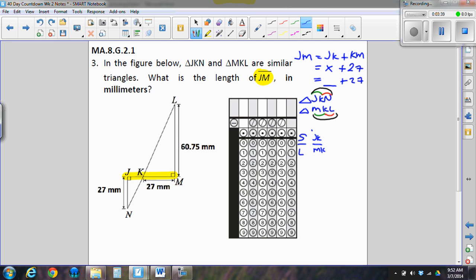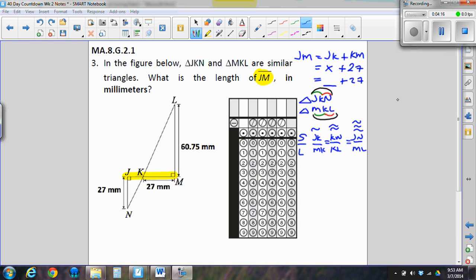And this is going to be side 1. We're going to say that's equal to the next pair, KN over KL. That's pair 2. And then finally, we're going to say JN over ML. And that's pair 3. This appears to be where the biggest hangup is.